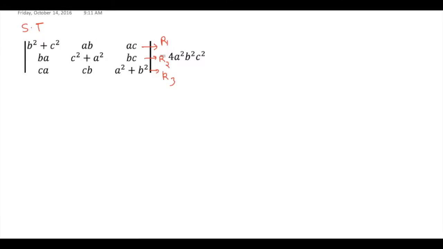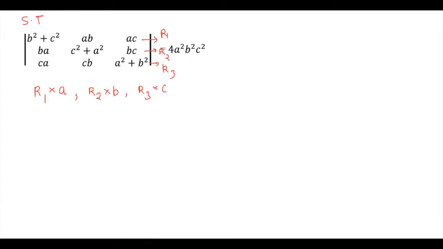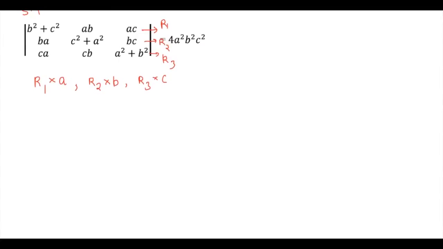We will multiply row R1 with A and row R2 with B and row R3 with C. Okay, so we'll multiply it with A, B and C, and then we have to divide the determinant by the same number. So after doing this process, the form of determinant will be, just because we have multiplied A, B, C, so we have to divide it by A, B and C.